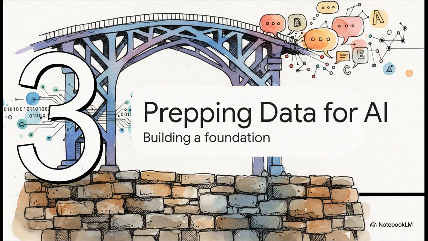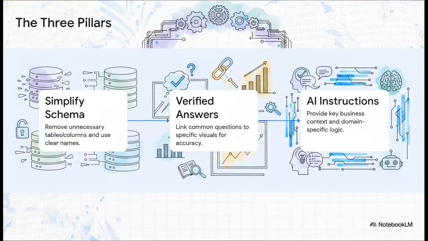But here's the thing, for that bridge to be strong and reliable, you have to build a really solid foundation. And that means you've got to prep your data so an AI can actually understand it. This isn't just a techie step, it's about teaching the AI the unique language of your business. And that foundation, it really rests on three key pillars. First, you've got to simplify the data schema. Second, you create what are called verified answers for common questions. And third, you give the AI some specific instructions. So let's break down what each of those actually means.